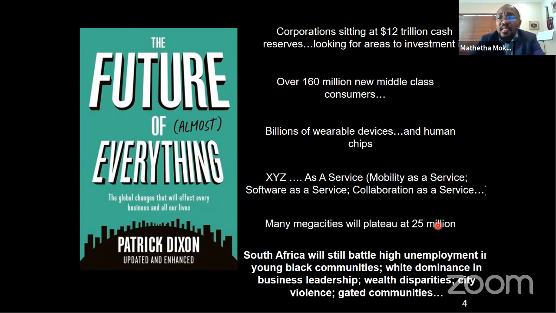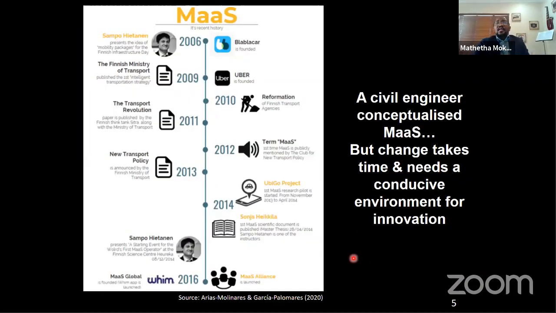But also in this book, interestingly, South Africa is highlighted as a country that is lagging behind. It's likely to still lag behind a bit, battling such things as high unemployment in young Black communities, racial dominance, white, in business leadership, wealth disparities, city violence, gated communities. So those things we cannot ignore. And whatever we design, we need to take those into account because they influence demand going forward.